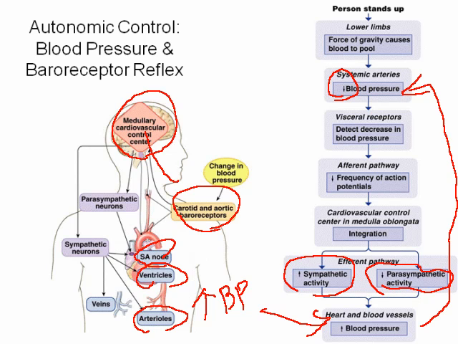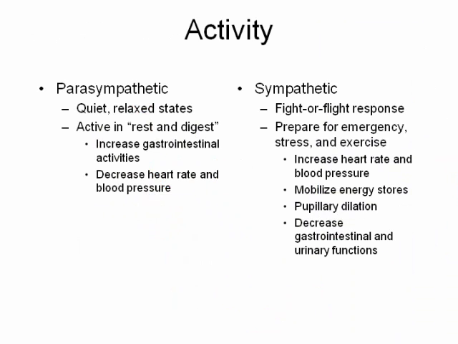Started out with a decrease of blood pressure. We now have an increase of blood pressure, restoring blood pressure to where it should have been. So let's talk about the systems and when they're active. Parasympathetic system is generally most active during quiet, relaxed states. It's what we call the rest and digest system, primarily because it increases gastrointestinal activity, so it's helping us to digest and absorb food, and decreases heart rate and blood pressure, which is largely consistent with a restful state.